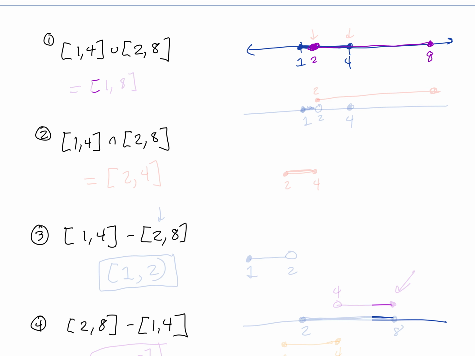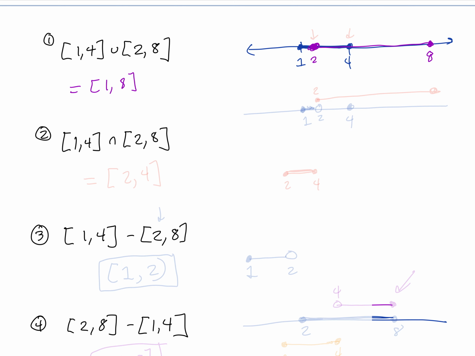So the union of those two will be any element that is in one set or the other set or both. So we see that everything from 1 to 8 inclusive is in one set or the other set or both sets. So the closed interval from 1 to 8 would be the union of those two.